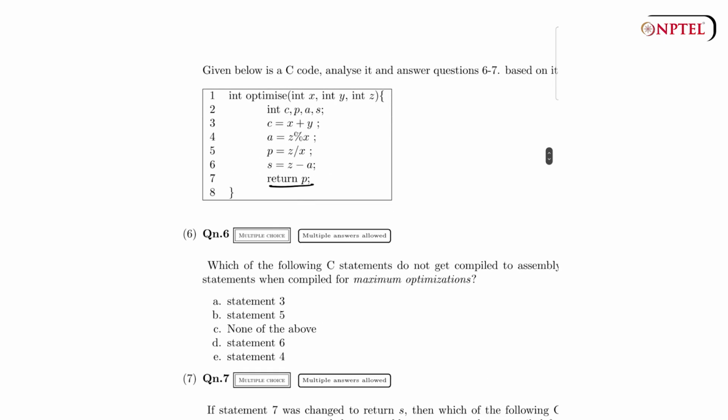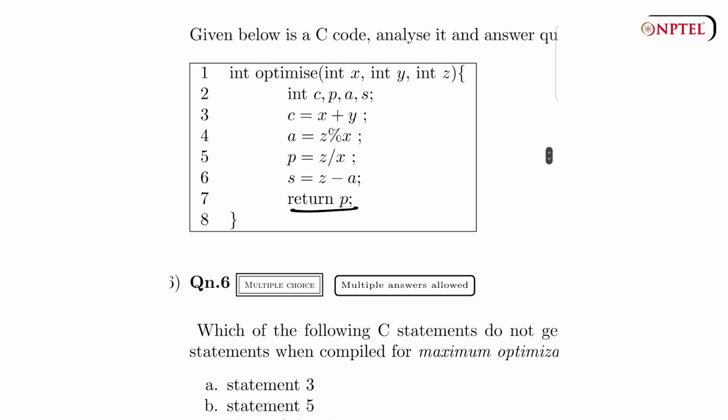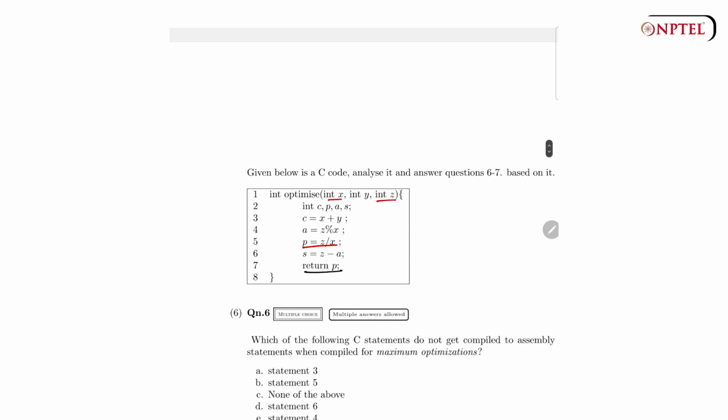So for example, here I want to return the value of P. So I need to do this, P equal to Z plus A, Z by X is must, and Z and X are both inputs. So all I really need right now is statements 5 and 7.